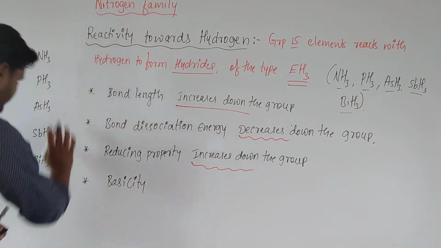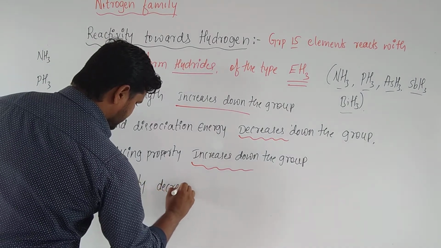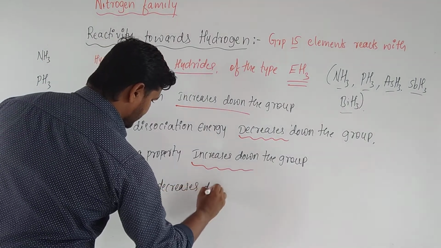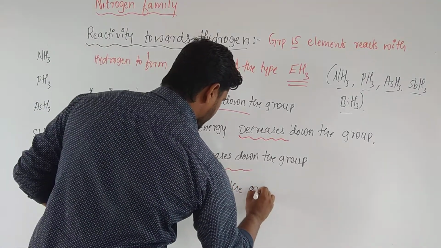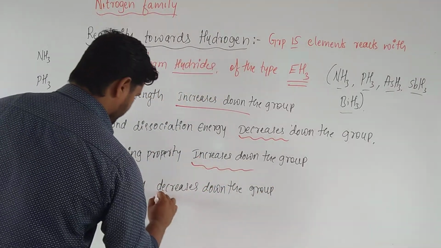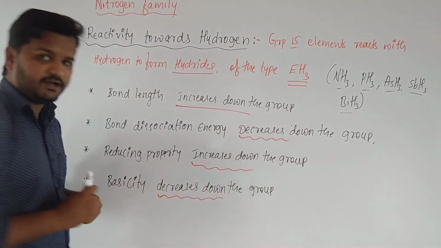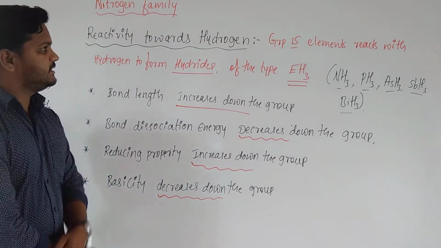Basicity from NH3 to BiH3 decreases down the group. And stability also decreases. So these are the reactivity towards hydrogen.